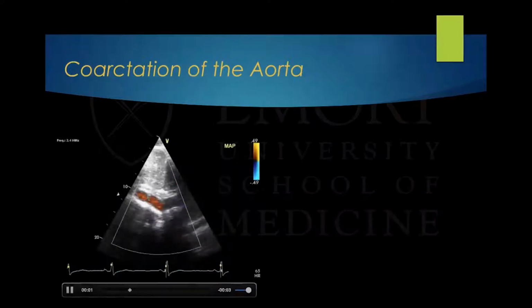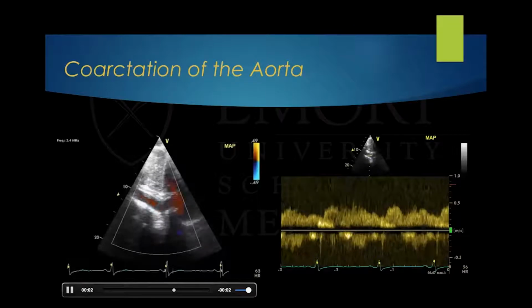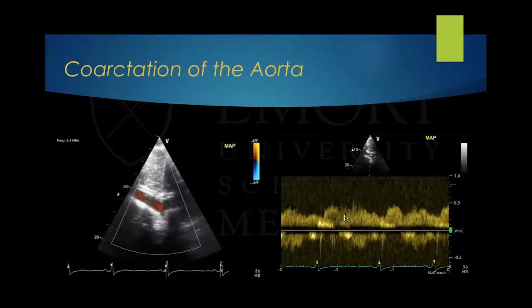In the subcostal view, at the level of the abdominal aorta, you will see that the aortic flow looks continuous, and that's because of the obstruction above. And when you sample the pulse Doppler, you will see that there is a little blunted systolic flow, but a very prominent diastolic. And this is not a normal Doppler of the abdominal aorta. And this is consistent with significant coarctation. Those are the views that truly will tell you if the patient has or not coarctation of the aorta.